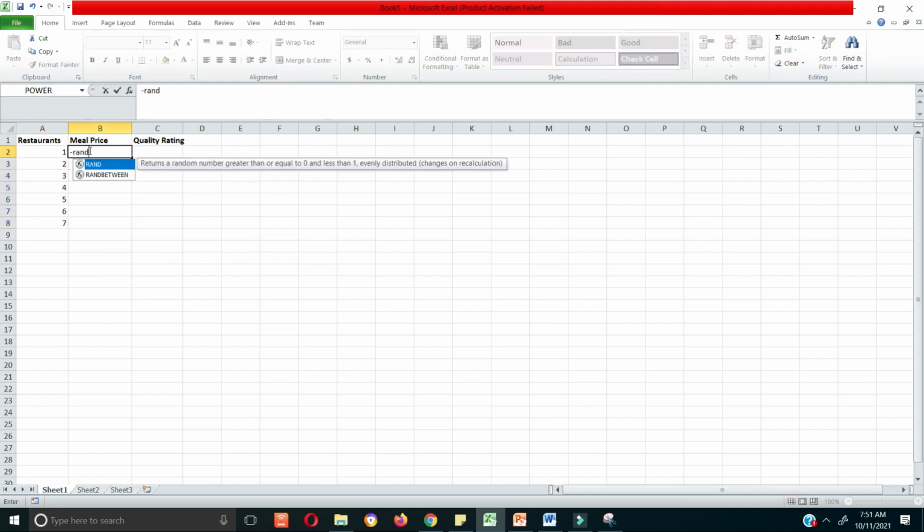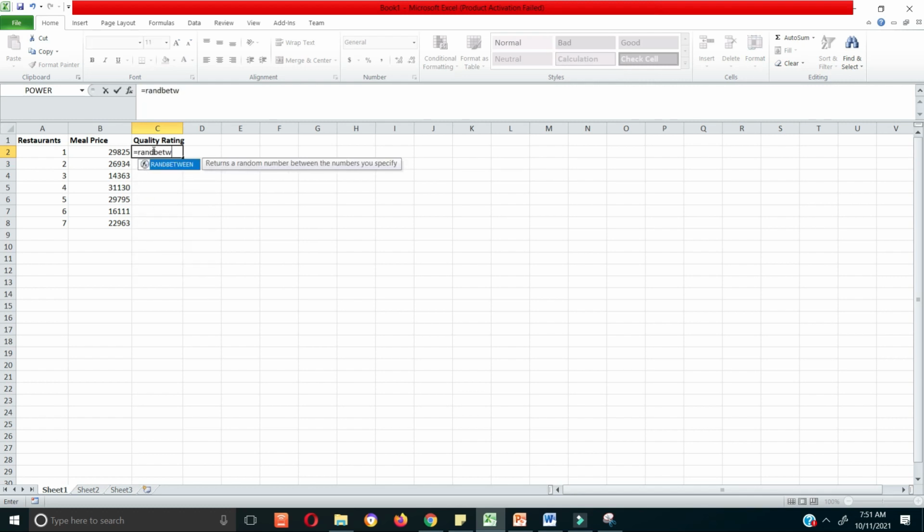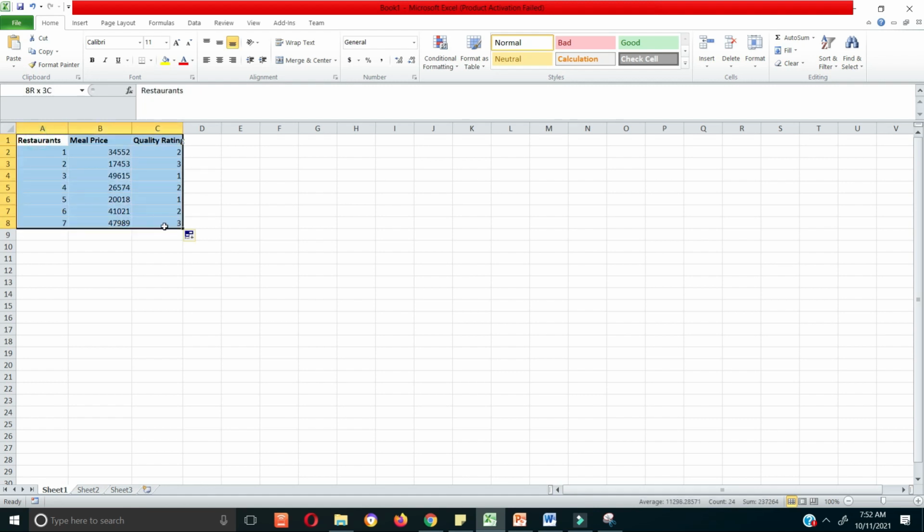Meal price could be random between some value, let's say 10,000 and 50,000. Oh, there's a negative here. Okay, so let's generate this data. Then the quality rating, let it be some random value. I'm only doing this for speed. Typically you'll have actual data in here, so some random value between 1 and 3 inclusive. If you want to do a cross tabulation, it's good to format your data as a table.